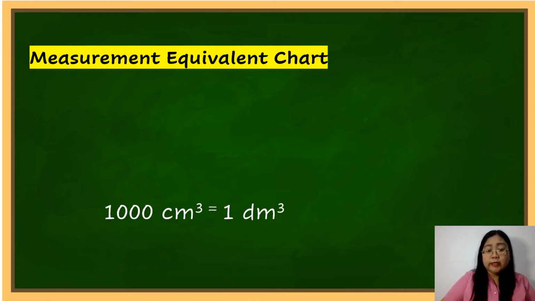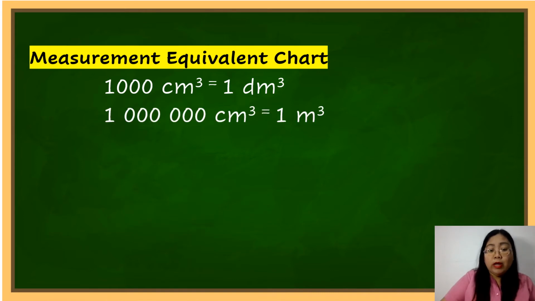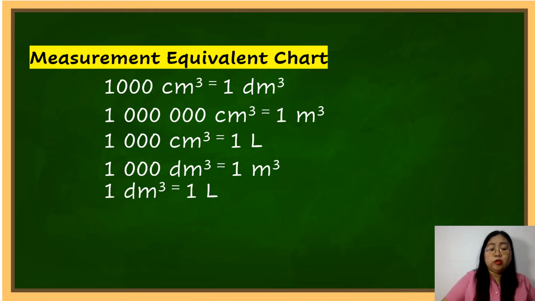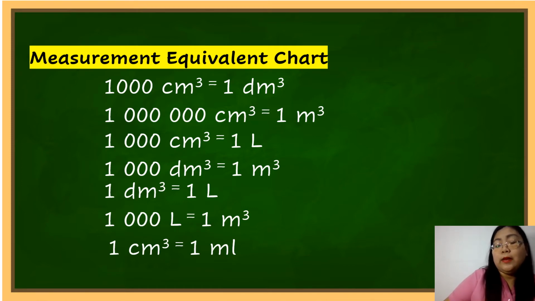The measurement equivalent chart: 1,000 cubic centimeters is equal to 1 cubic decimeter. 1 million cubic centimeters is equal to 1 cubic meter. 1,000 cubic centimeters is equal to 1 liter. 1,000 cubic decimeters is equal to 1 cubic meter. 1 cubic decimeter is equal to 1 liter. 1,000 liters is equal to 1 cubic meter. And 1 cubic centimeter is equal to 1 milliliter.